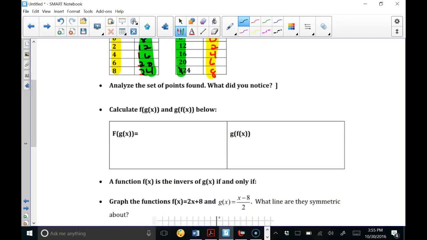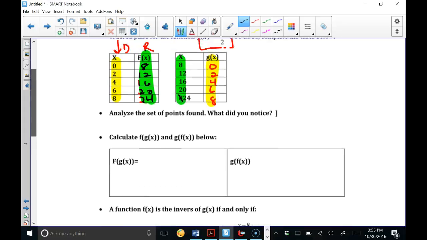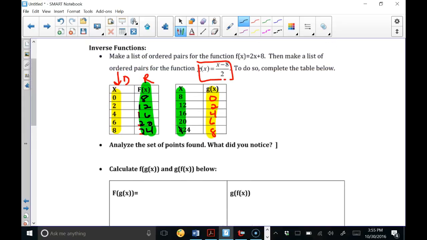Now I want you to turn this video off in a second, and I'm serious, I want you to do it. Using the functions above, f of x and g of x, calculate f of g of x and then g of f of x. We've already talked about compositions, so this should be easy peasy. Turn off, and when you're ready, turn this back on. Let's check how you did.